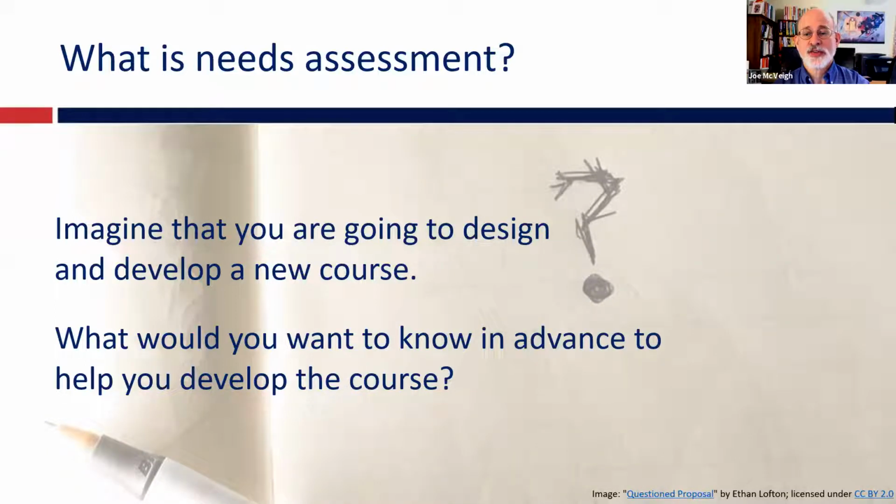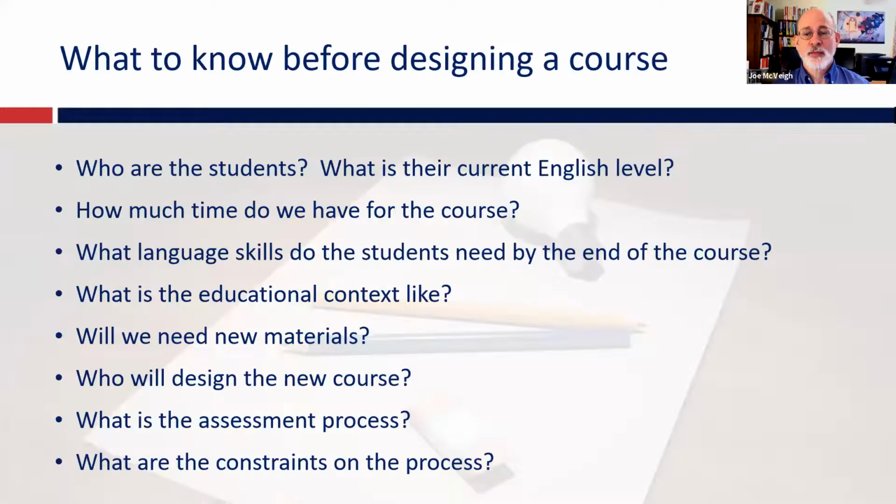before designing a course. Some of the things that were on my list were, who are the students? What's their current level of English? How much time do we have to teach this class? What language skills do the students need to have by the end of the course? What's the educational context or situation? If we do need new materials, who would design them? And we also want to think about assessment and maybe some ways in which the entire process might be constrained, or there might be some restrictions or difficulties about how we would put it all together.